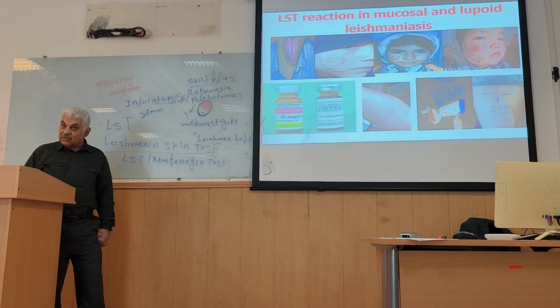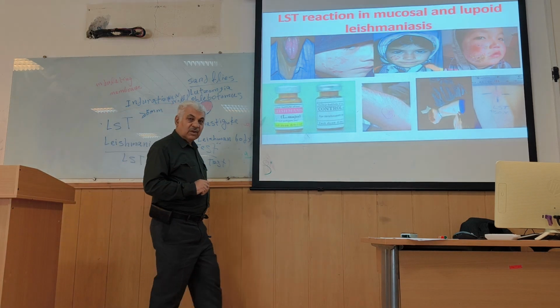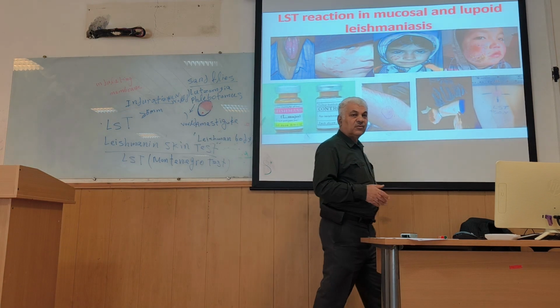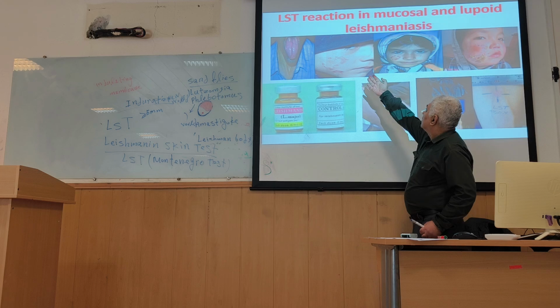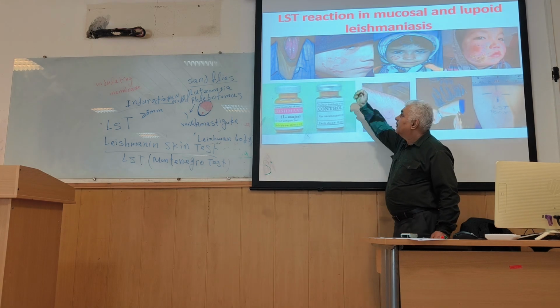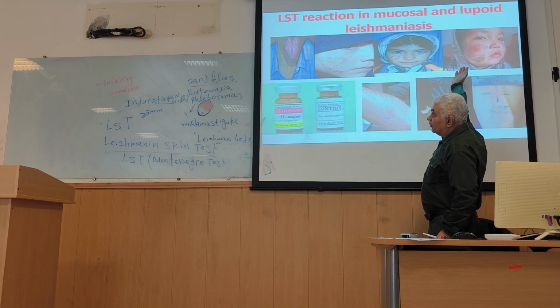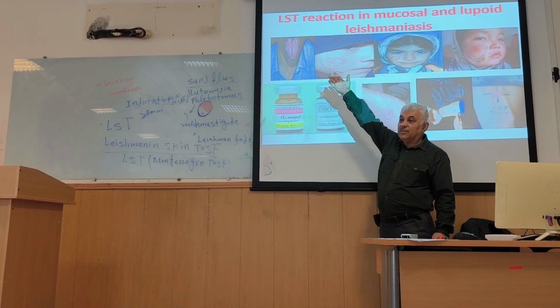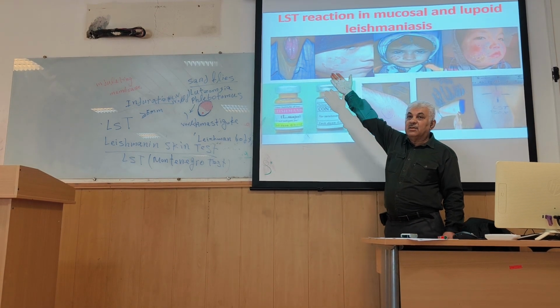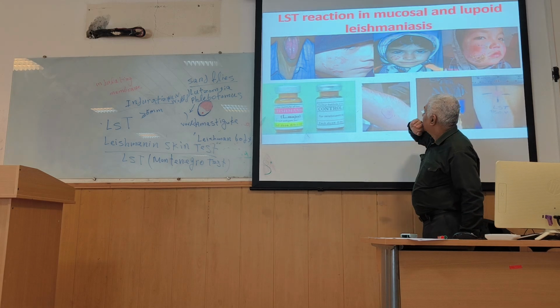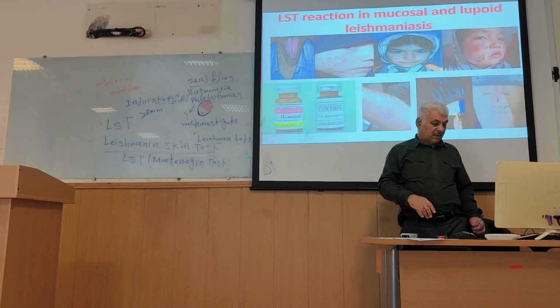We can use this test for the diagnosis of mucosal, mucocutaneous, and lupoid forms of leishmaniasis. This is the lupoid form. This is different, this is the mucosal form. The patient in Iran, south of Iran. We can use this test.